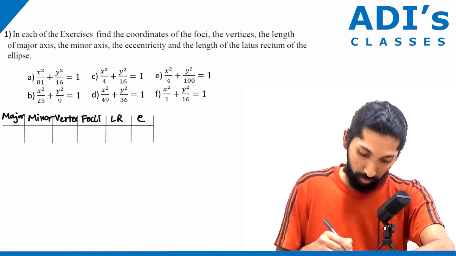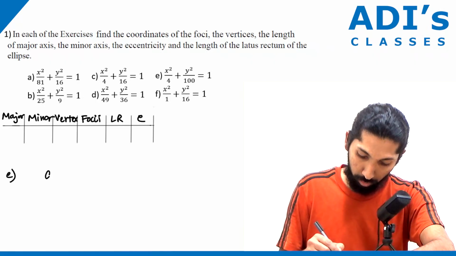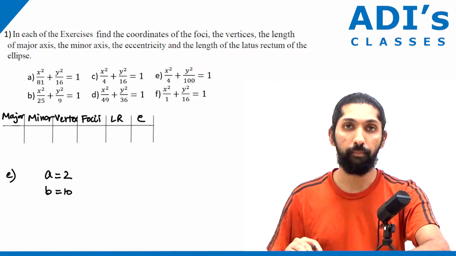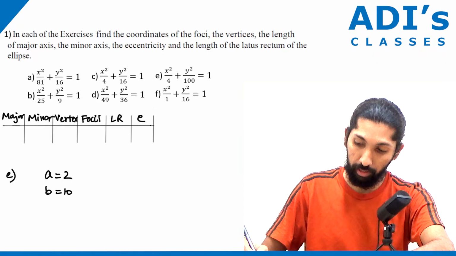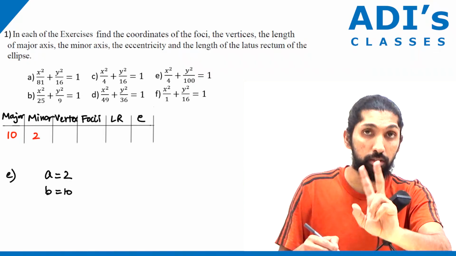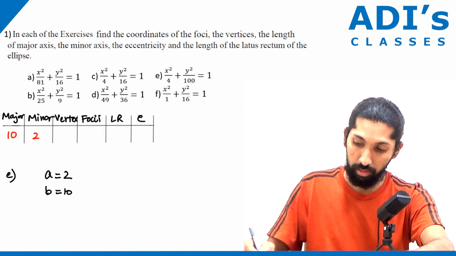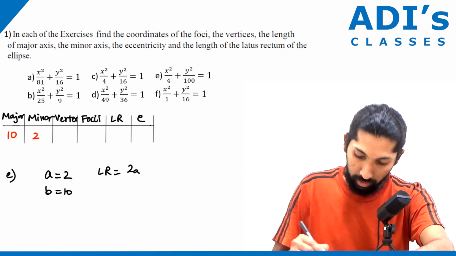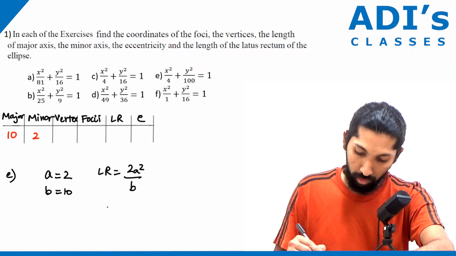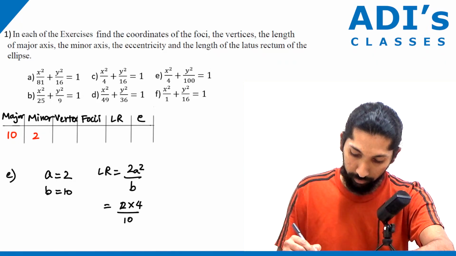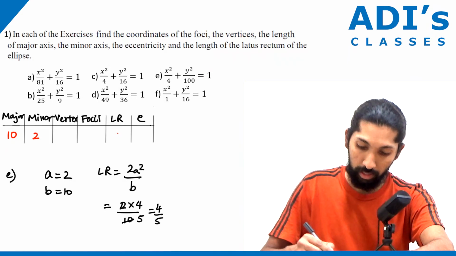You have A value is equal to 2, B value is equal to 10. So it's a vertical ellipse, isn't it? Now, the major and minor axis. Major axis is going to give us 10. Minor axis length is 2 units. Now comes the latus rectum. LR value is 2A square by B. So 2 into 2 square is 4 by 10, 5 times. So we have latus rectum as 4 by 5. So LR is going to be 4 by 5.